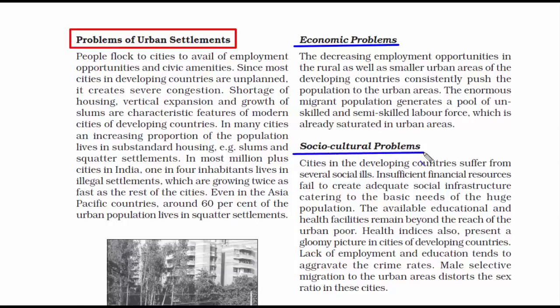The second one is socio-cultural problem. When we say socio-cultural, we mean the different groups of people in society and their habits, traditions, etc. So cities in developing countries suffer from social problems because there is no planning involved. Then insufficient financial resources fail to create social infrastructure catering to the basic needs of the huge population. There is so much differentiation. Education and health facilities remain beyond the reach of the urban poor. Then crime rates are increasing because of unemployment. Then male migration to the urban areas distorts the sex ratio in cities.